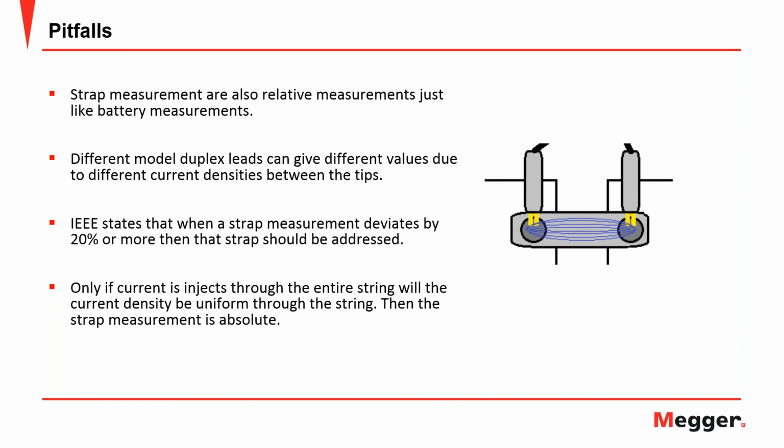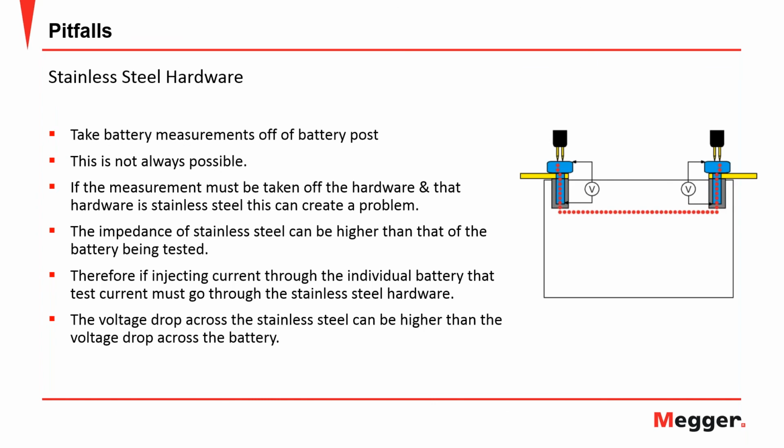Stainless steel hardware. When you're using batteries like NiCad batteries, you may find that you can't get to the posts with the way they're designed. You have to go through the hardware, and if the hardware is stainless steel, you cannot use duplex leads. The reason being is one pin's injecting current, the other's looking at the voltage. Well, you're injecting current through stainless steel, which has a higher impedance, and it could have a higher impedance in the battery, which means you're actually measuring the resistance of the hardware and not the battery.